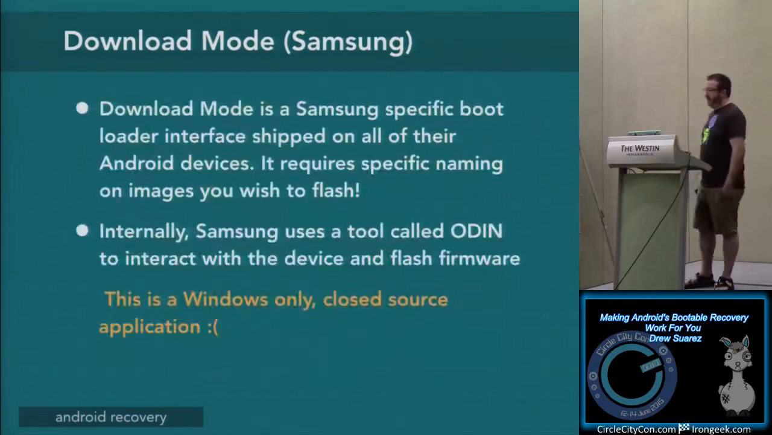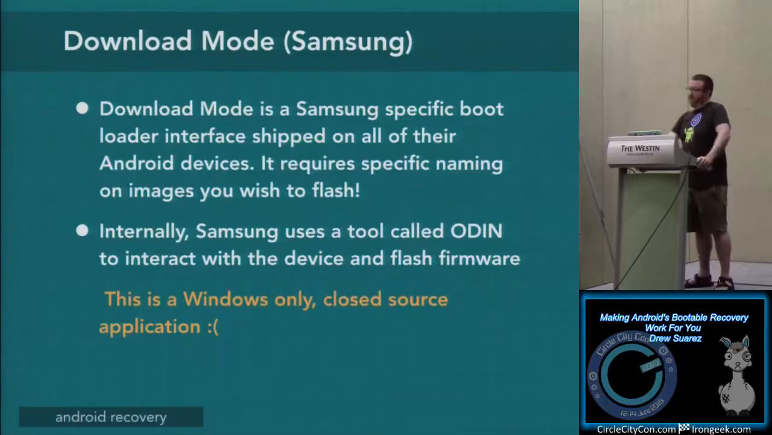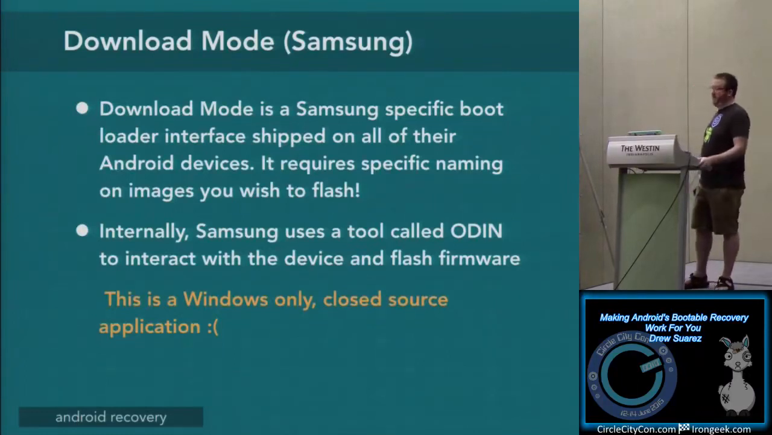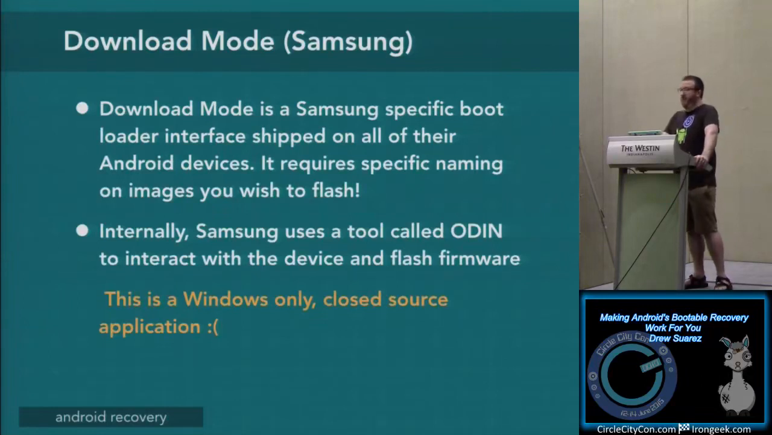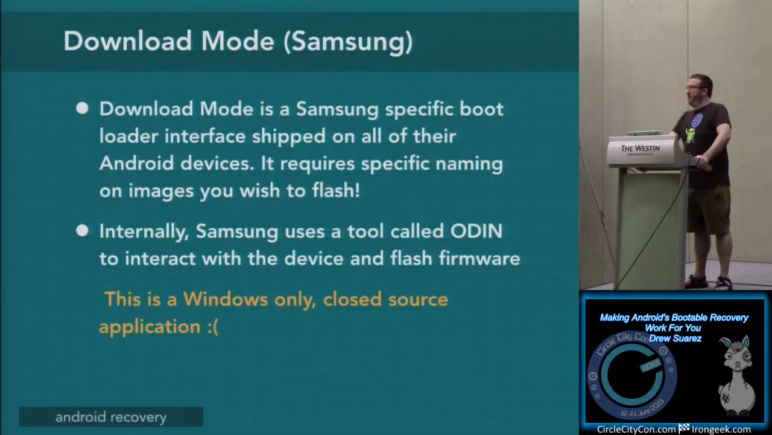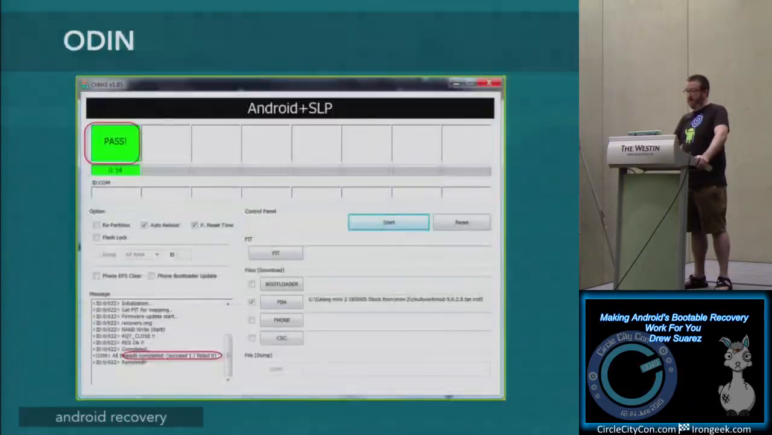So I mentioned download mode is a specific Samsung bootloader interface that's shipped on all their devices. It requires very specific naming of the images in order to flash properly. Internally, Samsung uses a tool called Odin to interact with this device and flash firmware. This is a Windows-only closed source application that's leaked from internal Samsung, and it is terrible. And so here's a picture of this software. Sometimes you need this. Some devices just will not talk to anything but Odin.